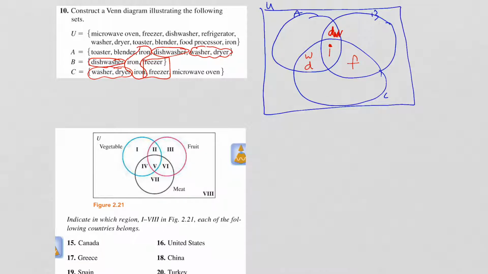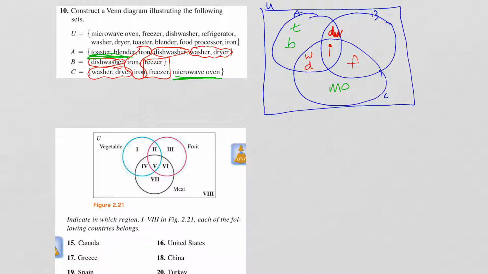Next, so we did the center and the petals. Now we're going to do exclusive to each set. We take a look at what was not written in, let's say, set A. These two were not shared. You can see it wasn't marked in any other scenario here. So toaster and blender. And then down here for B, there's nothing that was not marked, so that's going to stay empty. And for C at the bottom, we have microwave oven.